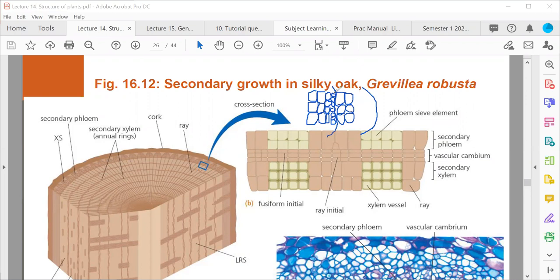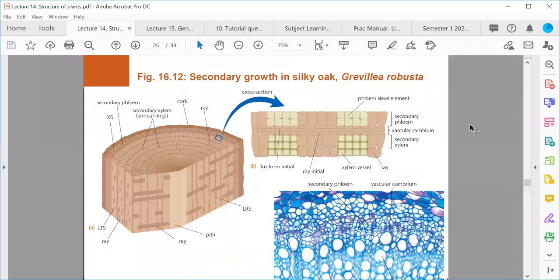And that contrast that you can see between the different cell types is what looks like a ring. That is the growth ring or annual ring that you can see there. So hopefully that makes sense to you, and I'll just clear all that and go back down there.